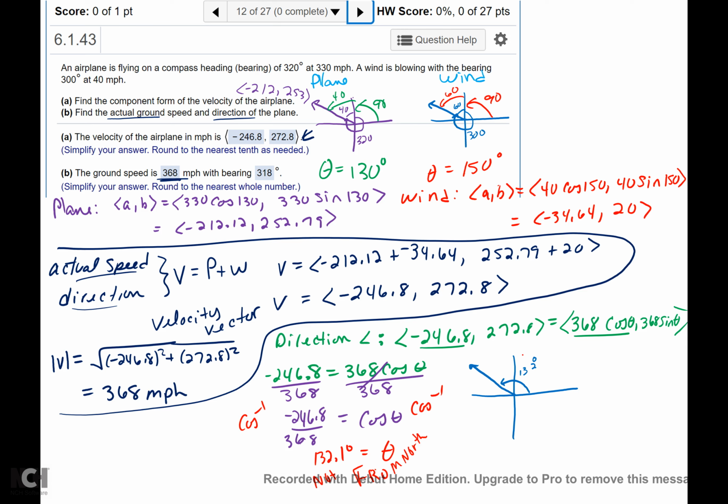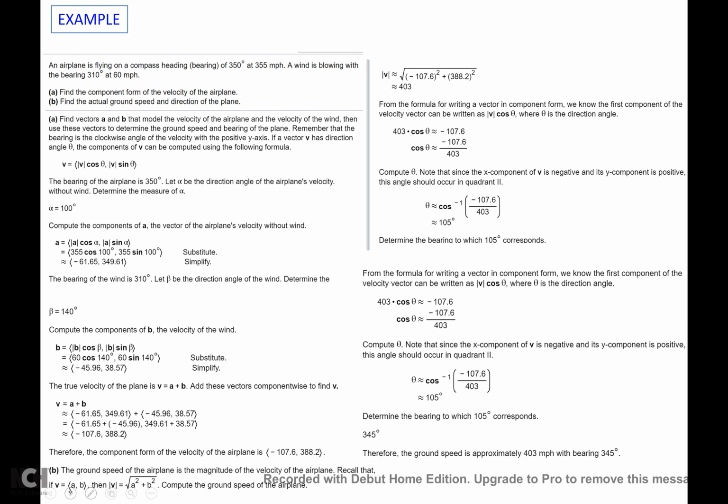So if I measure from north, from here to here would be 90, from here to here would be 90, from here to here would be 90, and from here to here would be 48. So that gives me a bearing of 318 degrees from north. Alright, so here's just an example. And again, if you look at the way they went through it, it's a little bit different than I did.